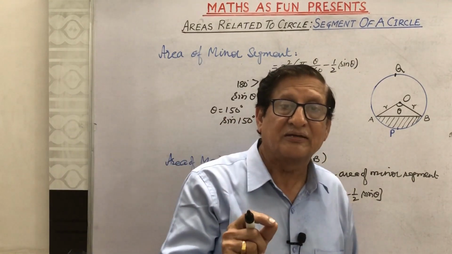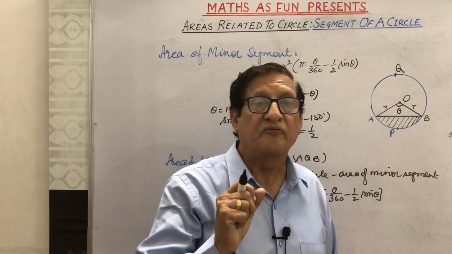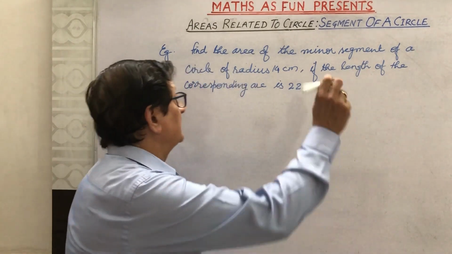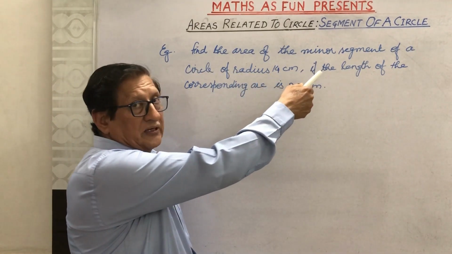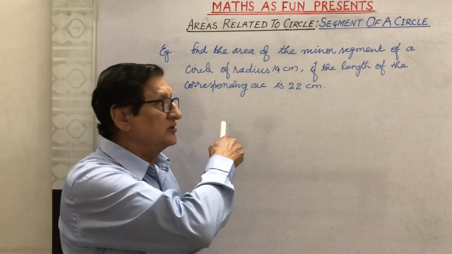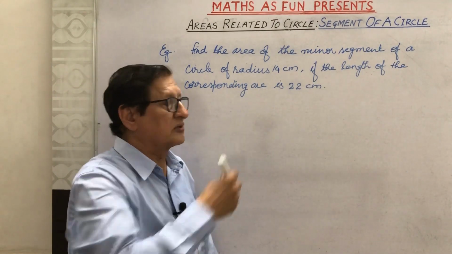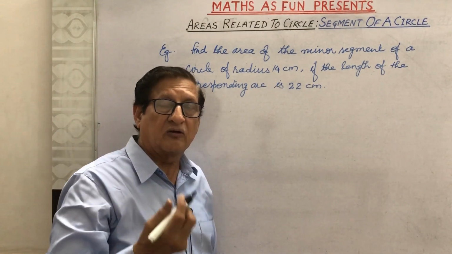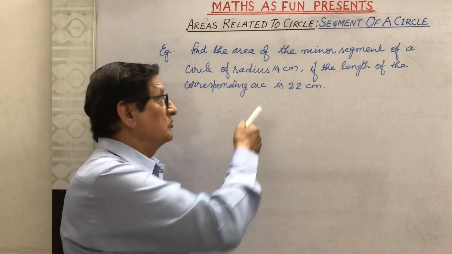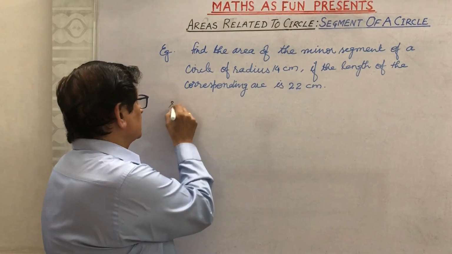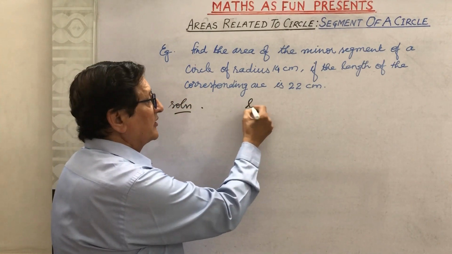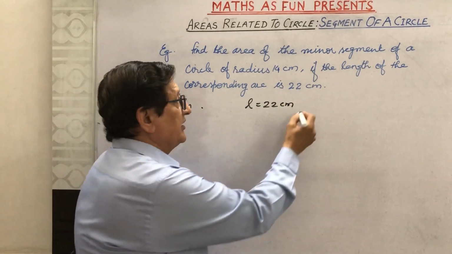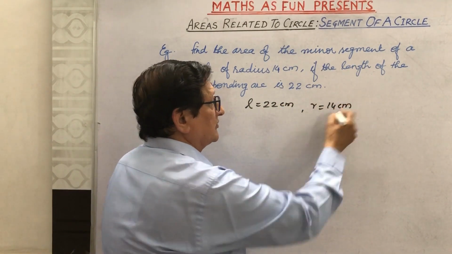Now we'll discuss one of the examples based on finding the area of segment of a circle. The example here is, find the area of the minor segment of a circle of radius 14 centimeter if the length of the corresponding arc is 22 centimeter. To find the area of the minor segment, we know that we need the angle of sector, that is theta. Theta is not given here. Here for the solution, we have been given the length of arc L, that is 22 centimeter. And the radius r has been given as 14 centimeter.